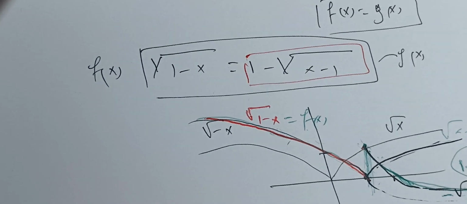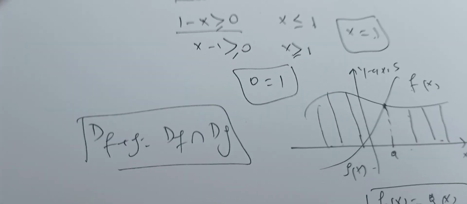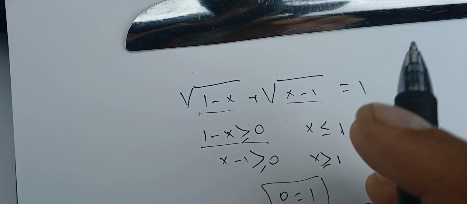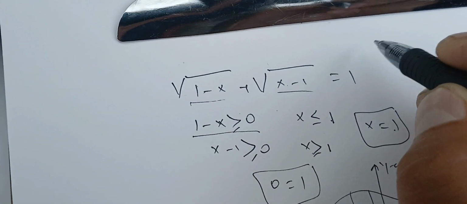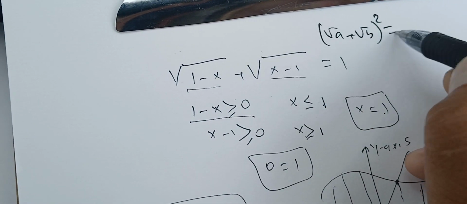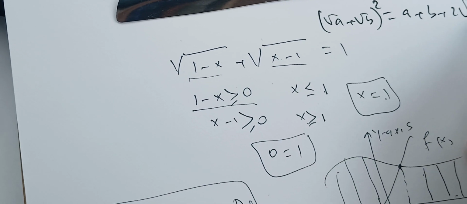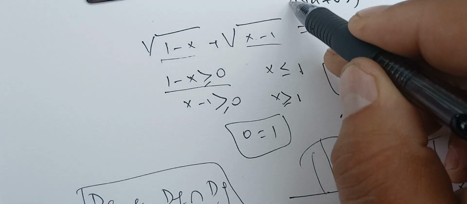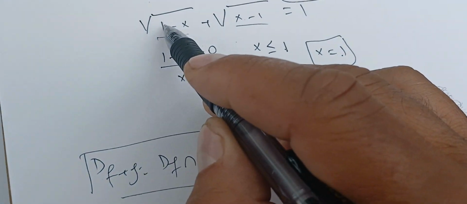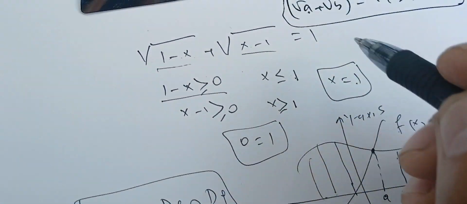Another thing is, what if we square both sides? That's what we do all the time, yes? Let's square both sides. To square both sides, we need to remember that square root of a plus square root of b, squared, is a plus b plus 2 square root of ab. So we're going to use this when square root of a is square root of 1 minus x, and square root of b is square root of x minus 1.